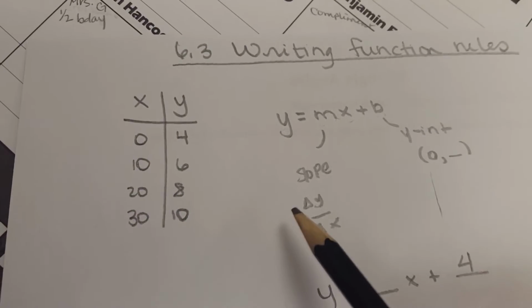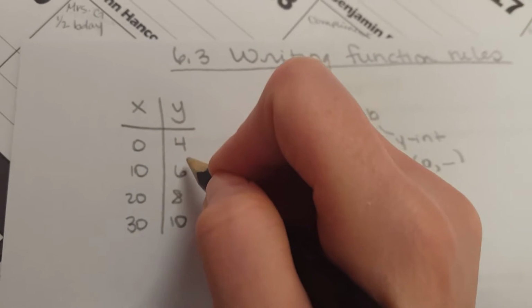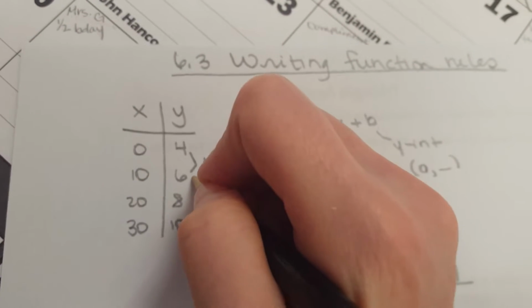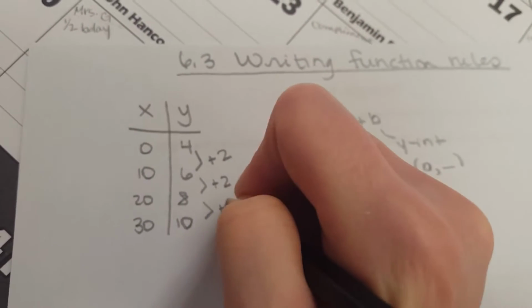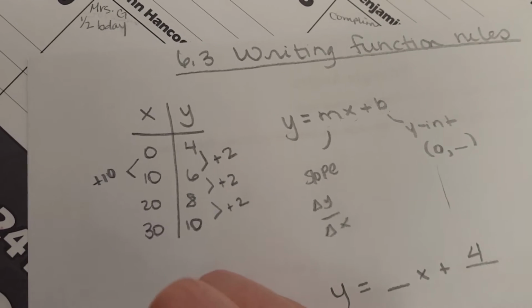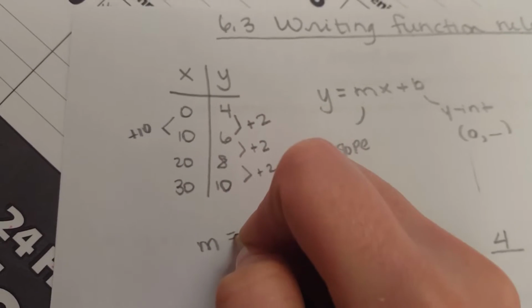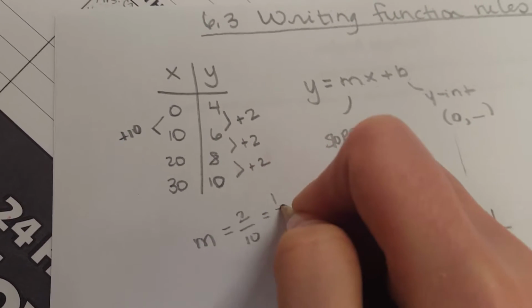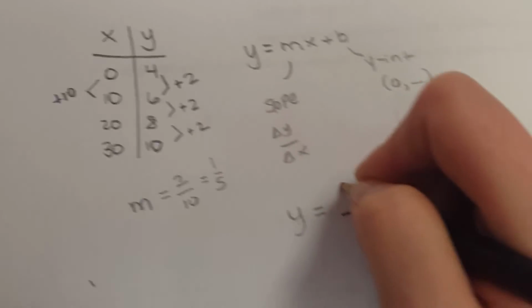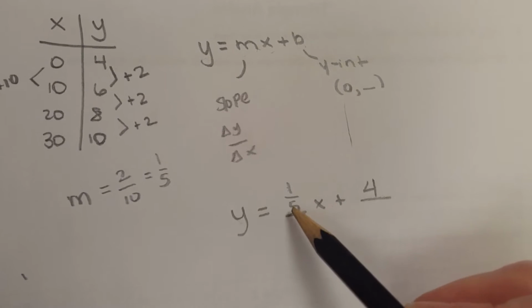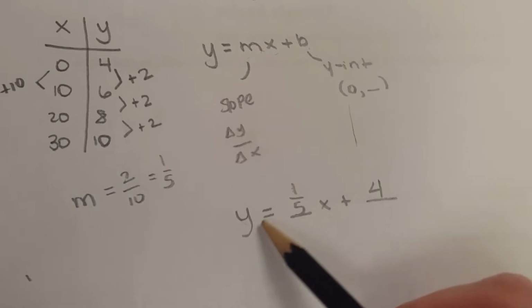Now I need to find my slope. So remember, slope is change in y over change in x. So let's find out how much my y is changing by. I'm going up 2. And let's make sure I'm doing that each time. Up 2, up 2. So my pattern is plus 2 on the y side. And on the x side, it's plus 10. So that means my slope equals 2 over 10, which if I reduce is 1/5. So that's my slope. So what this is saying is if I took my input, multiplied it by 1/5, and then added 4, I should get my output.